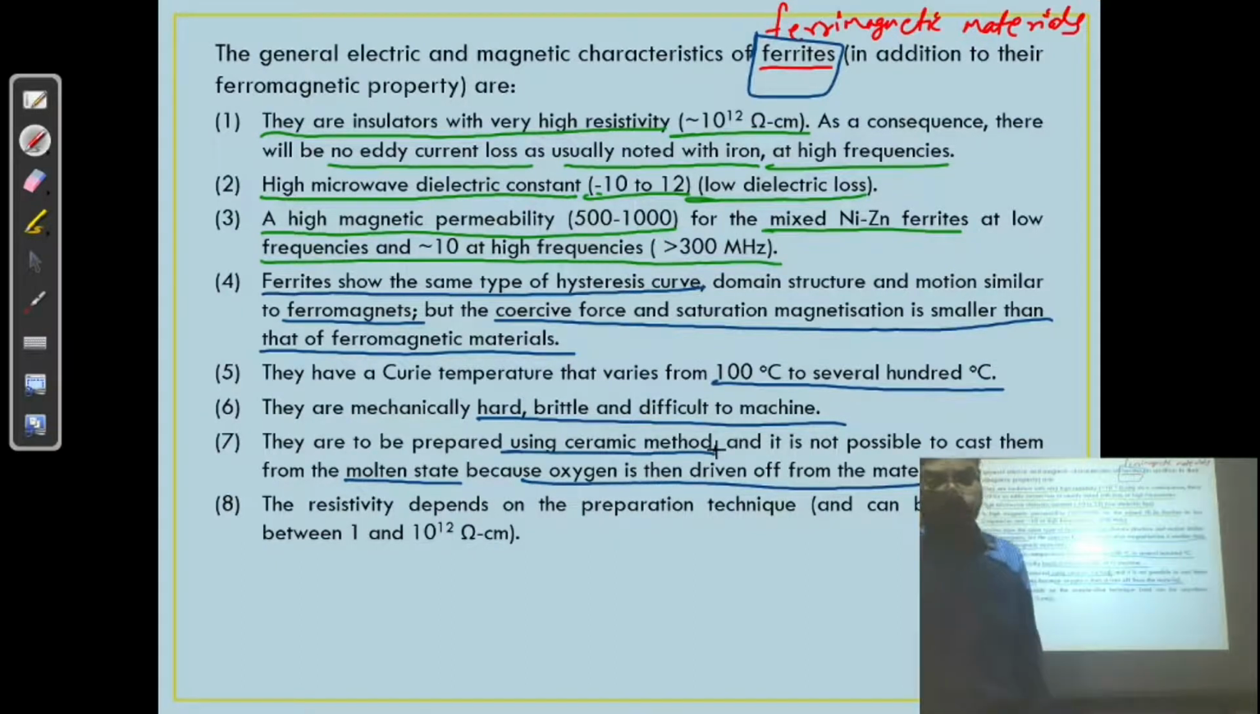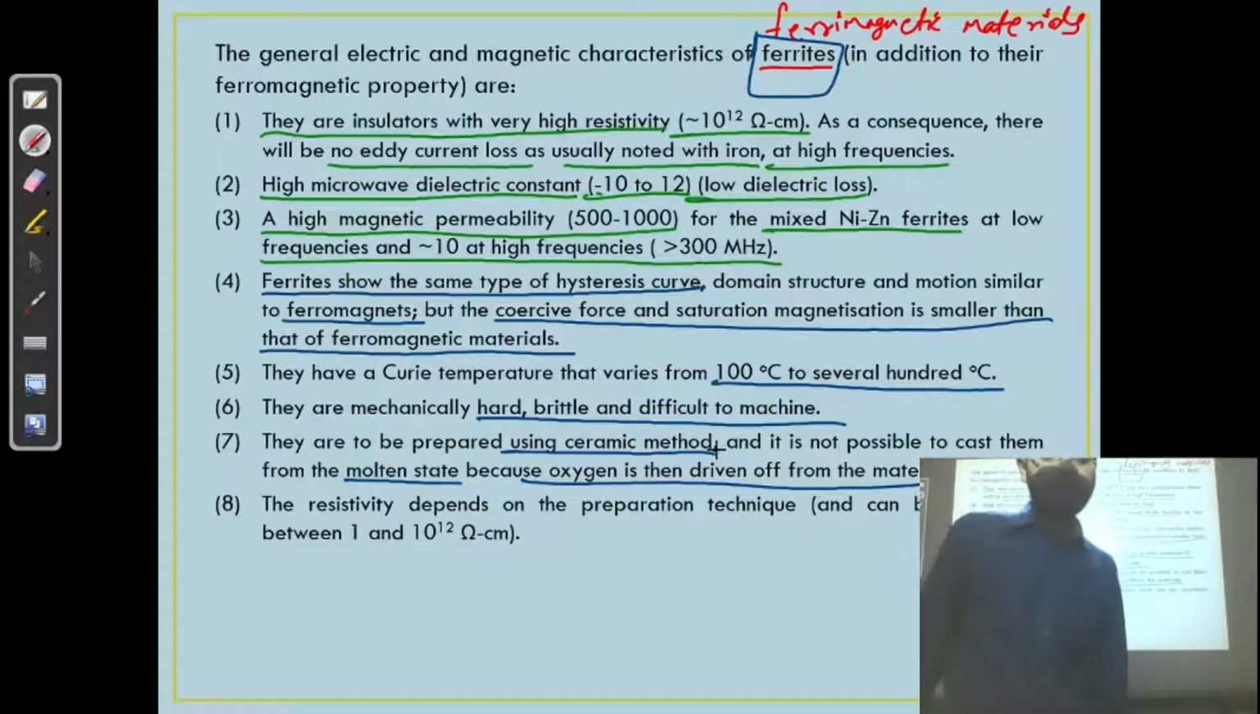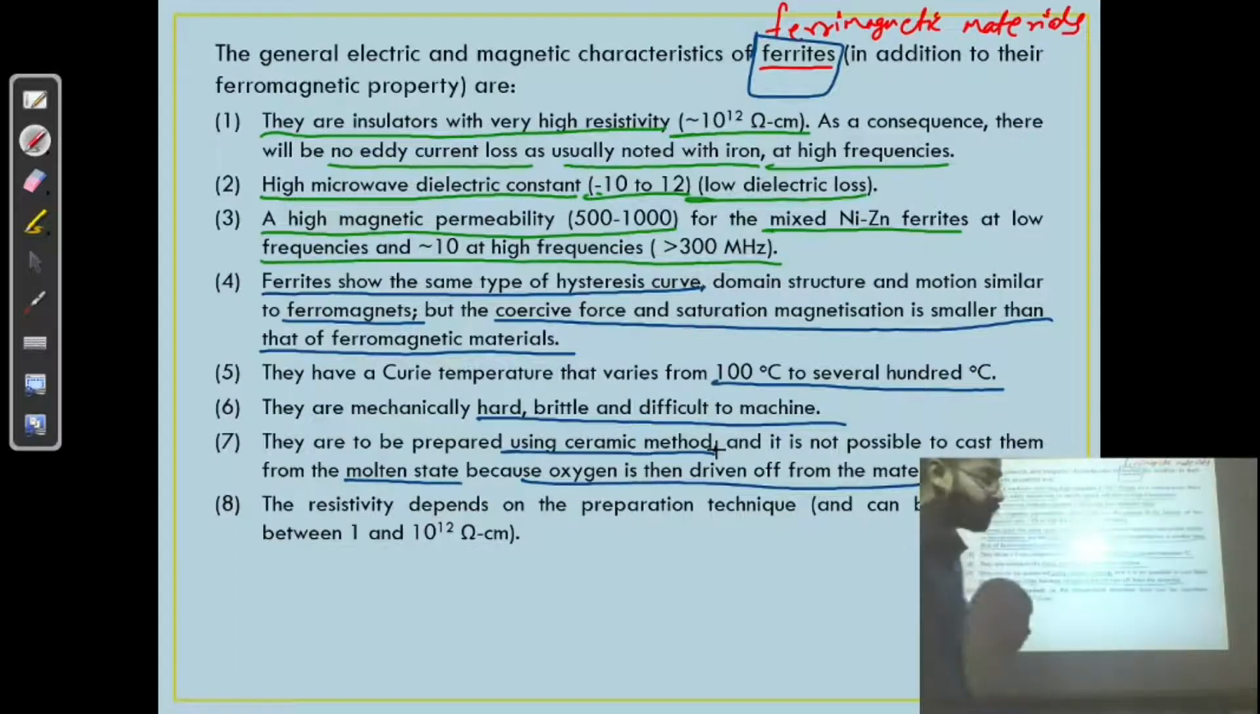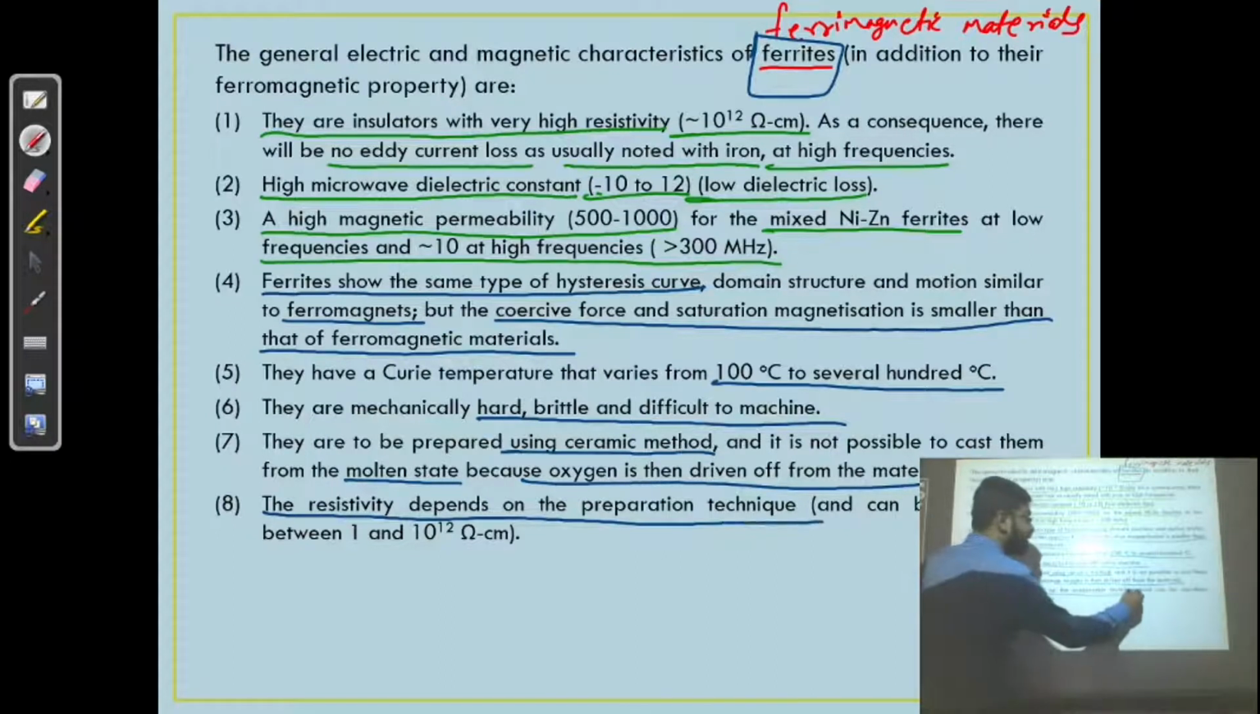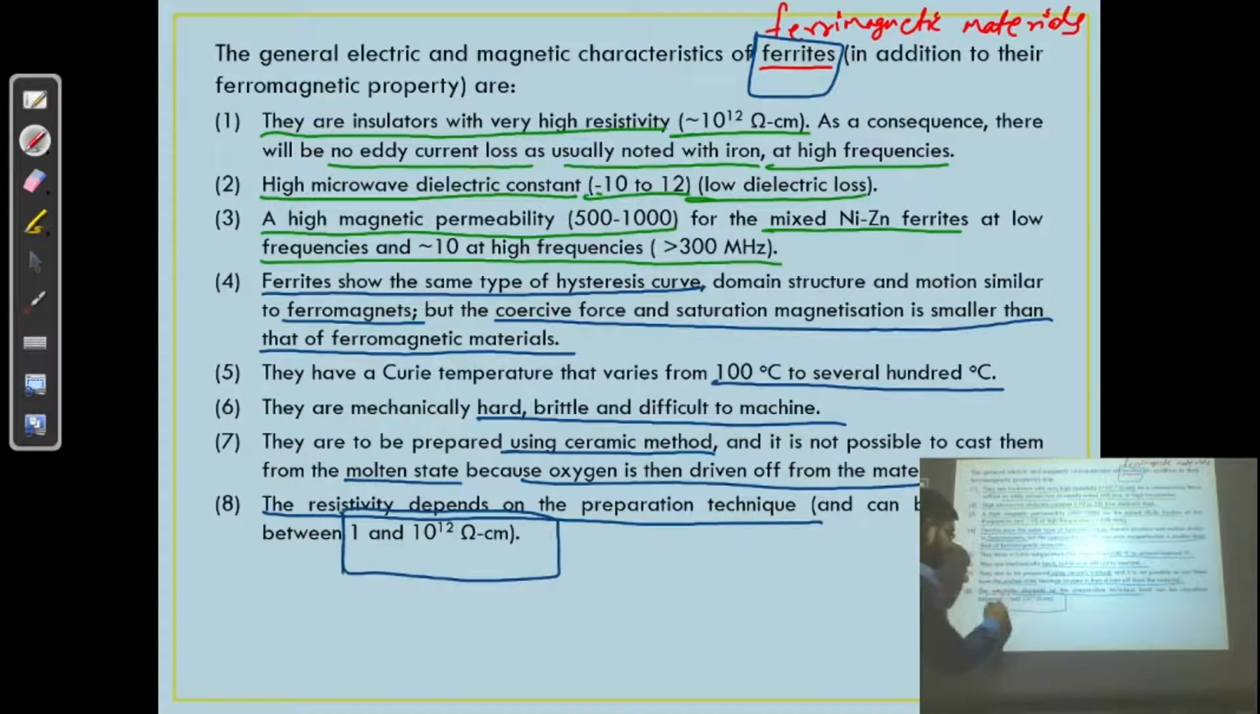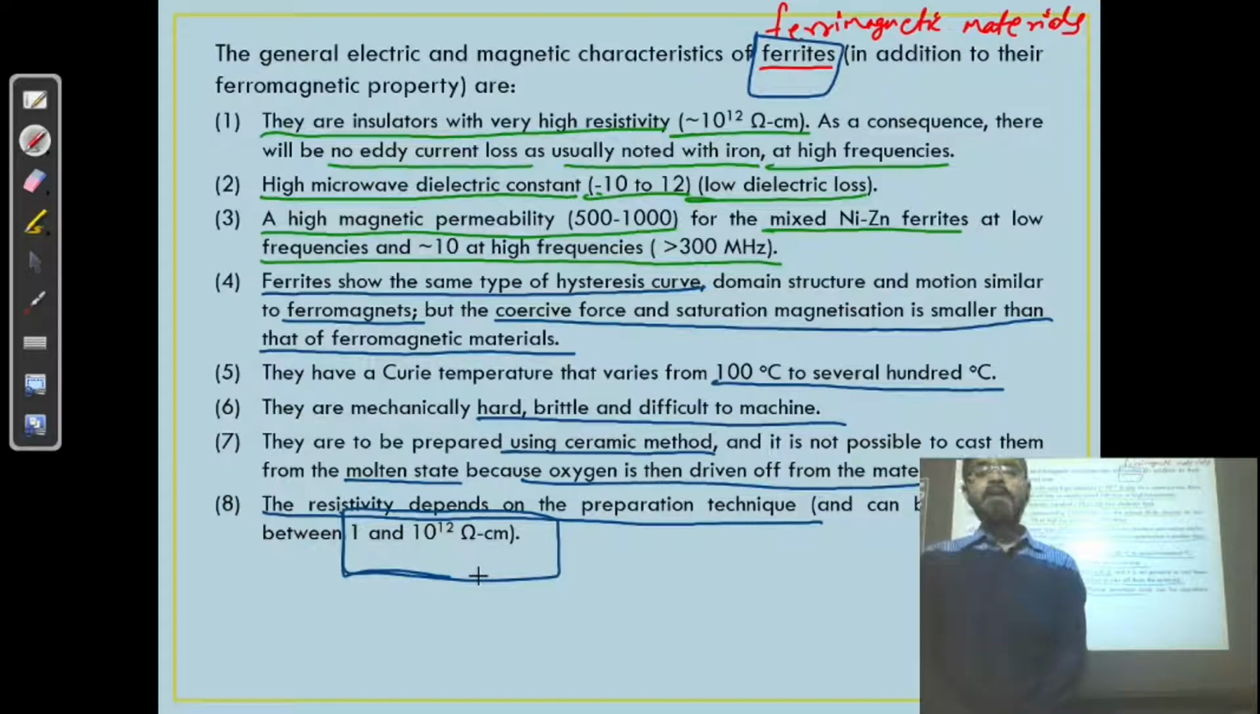Now the last characteristic is that the resistivity depends on the preparation technique, and can be anywhere within this range, right? So these are some of the properties of ferrites, that is nothing but ferrimagnetic materials. Okay.